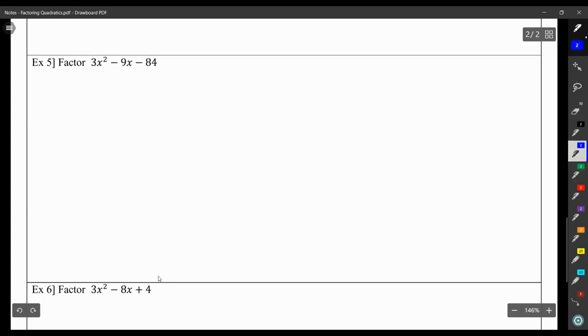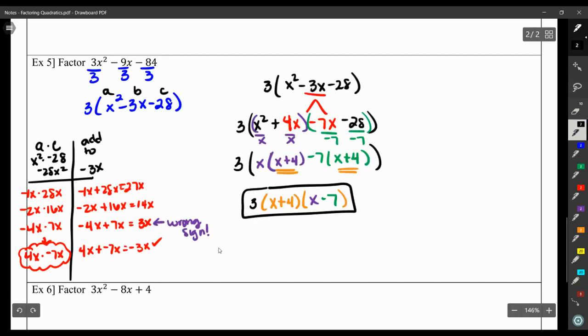Pause the video and try example number 5. Remember to always check and make sure, see if you can divide out a number from 3, 9, and 84 before you begin. You may be able to make your numbers a lot smaller. And here's what you should have had for example number 5.